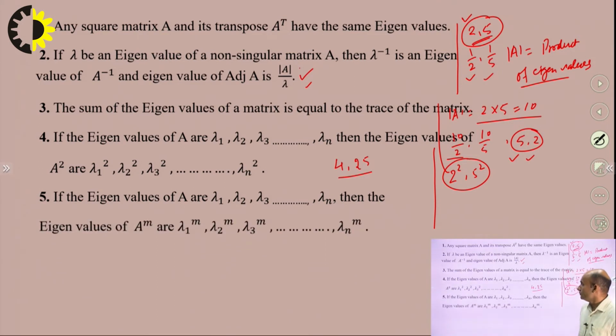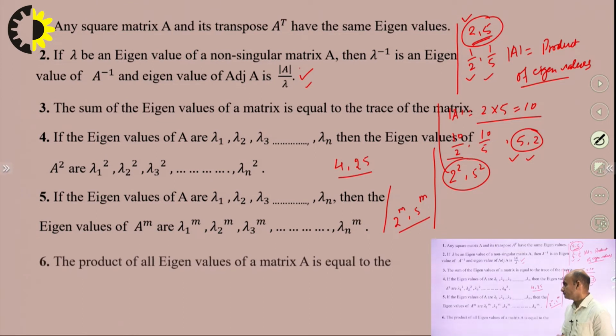And suppose the eigenvalues of a matrix are lambda 1, lambda 2 and lambda 3, then the eigenvalues of A raised to m are lambda 1 raised to m, lambda 2 raised to m. For the example, suppose we have to find the eigenvalues of A raised to m, and if the eigenvalues are 2 and 5, then we get 2 raised to m and 5 raised to m.